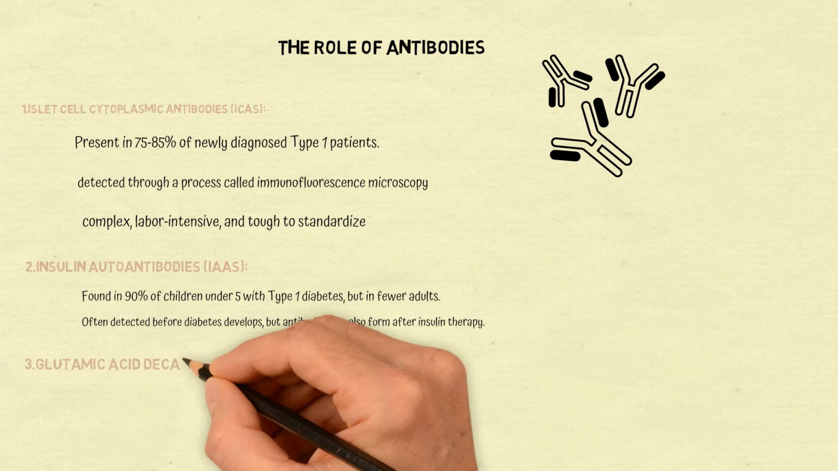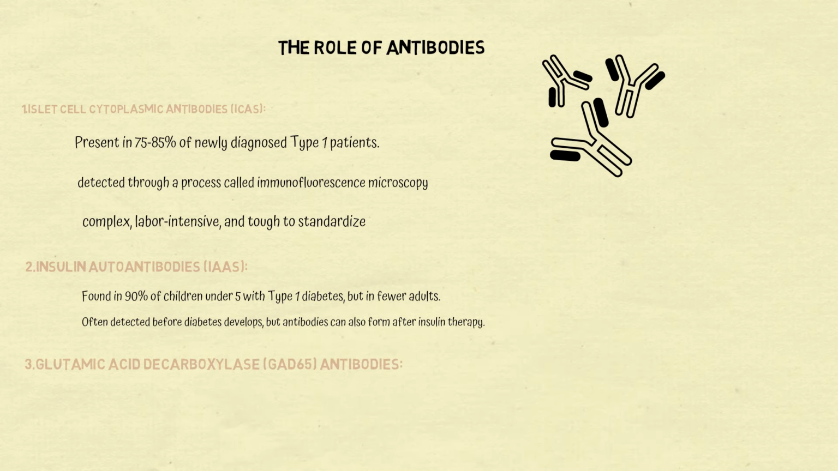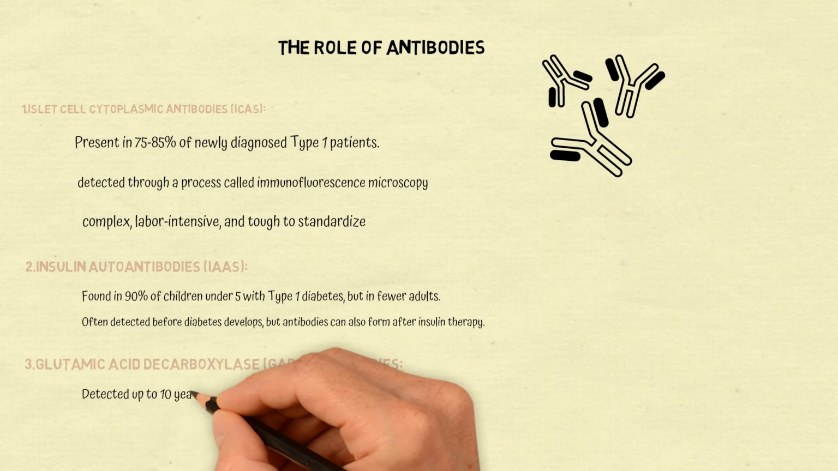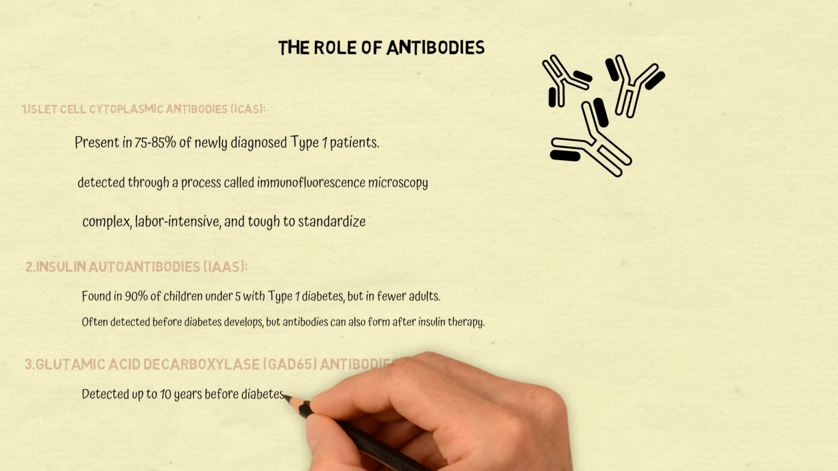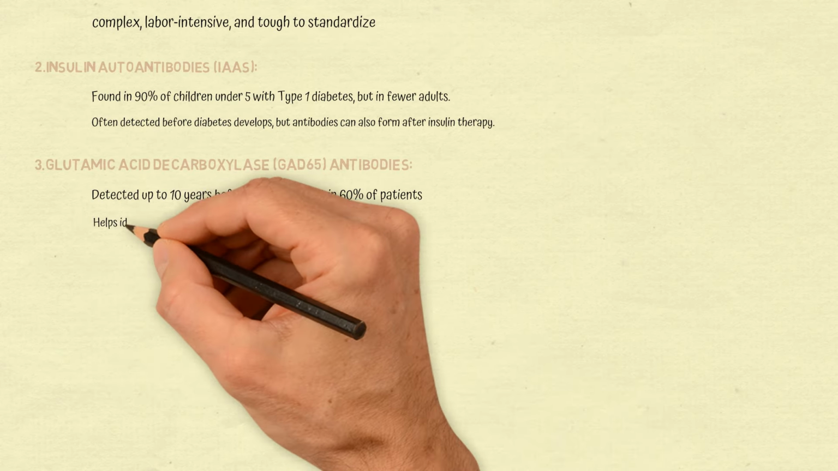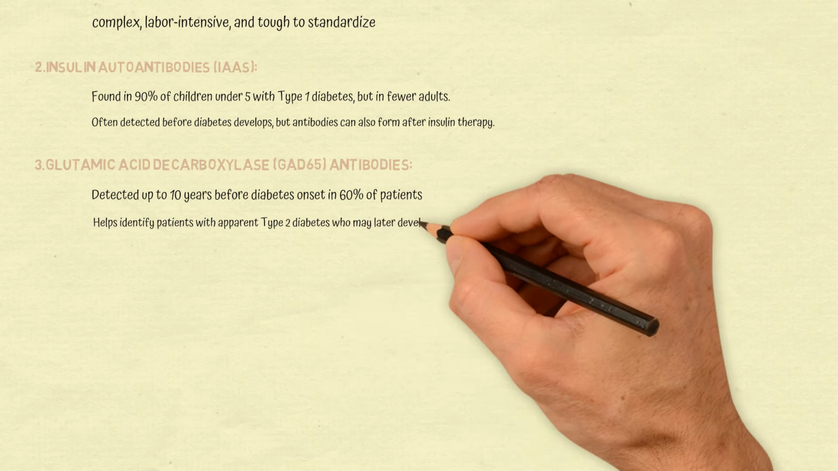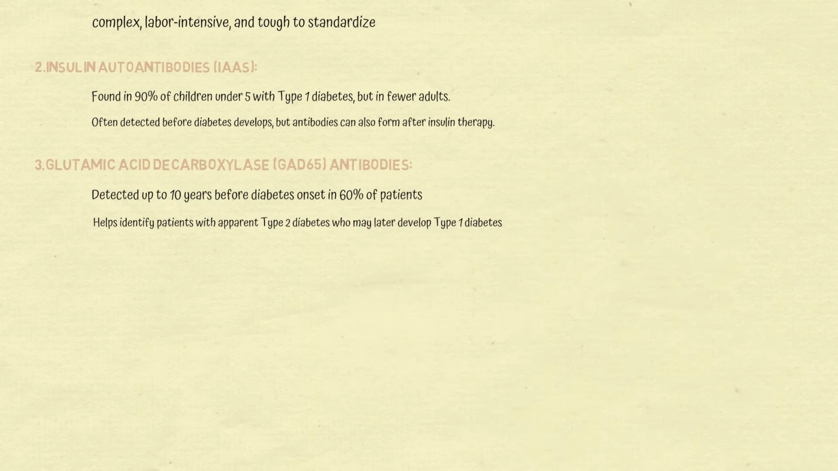3. Glutamic acid decarboxylase, GAD65, antibodies. These antibodies can sometimes be detected up to 10 years before diabetes onset in about 60% of patients. They're also useful for identifying patients who may initially appear to have type 2 diabetes but actually have type 1.